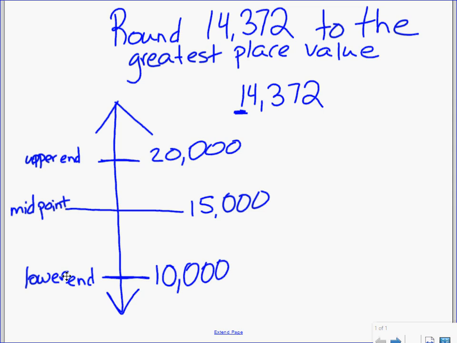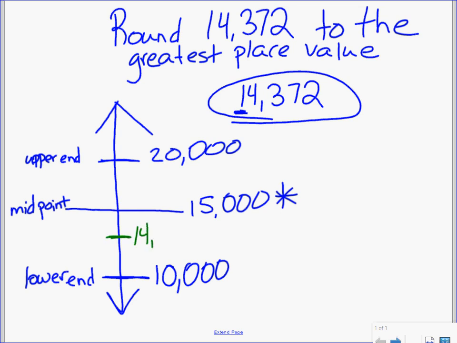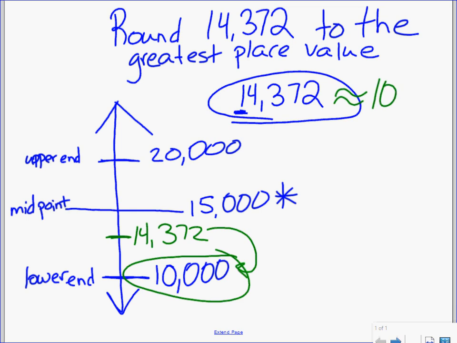Then what you have to do is look back at your original number, 14,372, and ask yourself, is it bigger or smaller than your middle point? For us, that would be 15,000. Well, 14,372 is less than 15,000, so I would put it down here, and that would round down because it's closer to 10,000. So 14,372 is about 10,000.